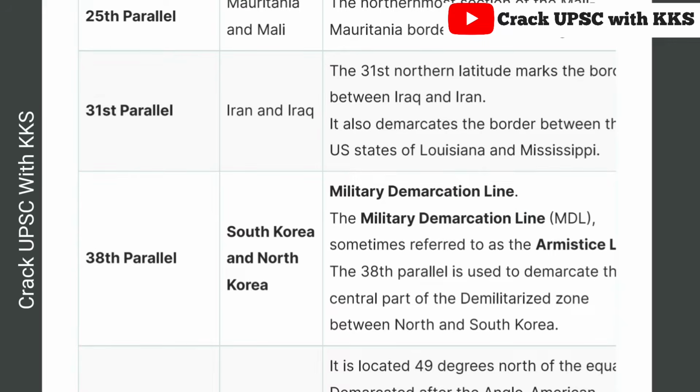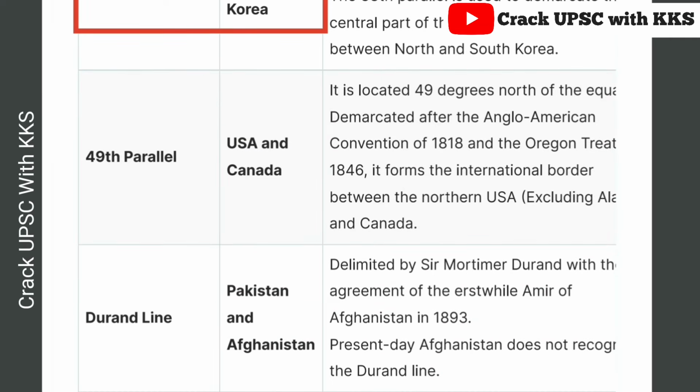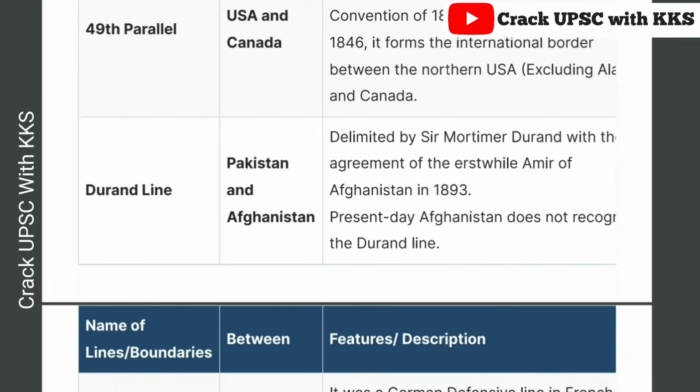This is a very important one. And 38th parallel line between South Korea and North Korea. These two are very important, as they have been asked in several exams. Then 49th parallel line between US and Canada. This is also very important. Then Durand line, it was between Pakistan and Afghanistan.